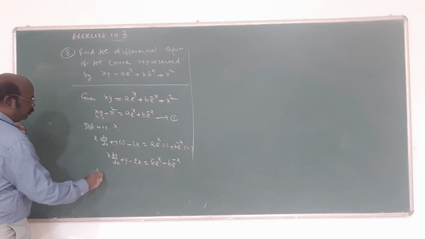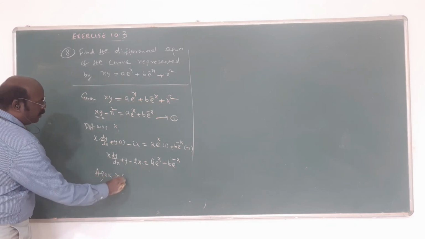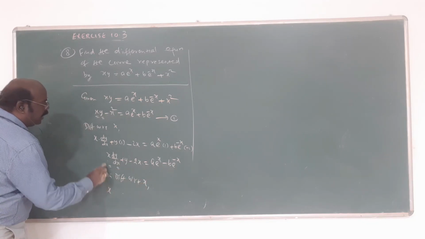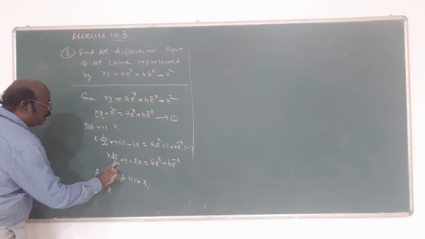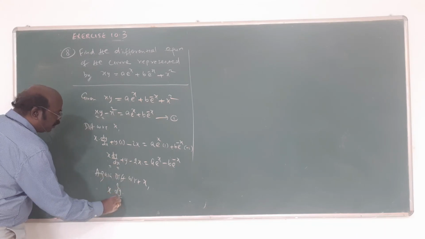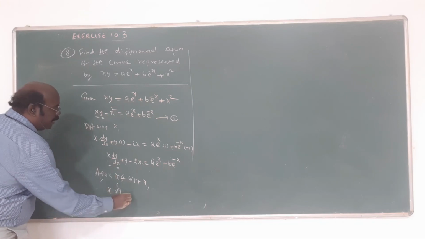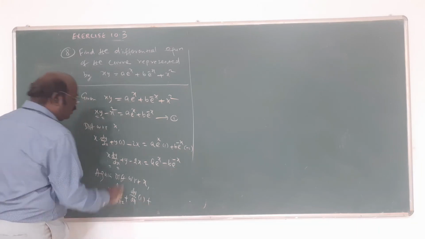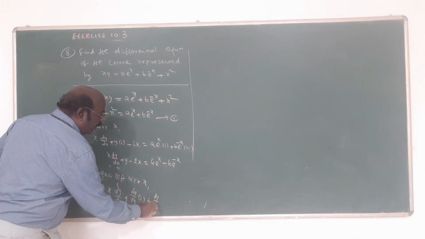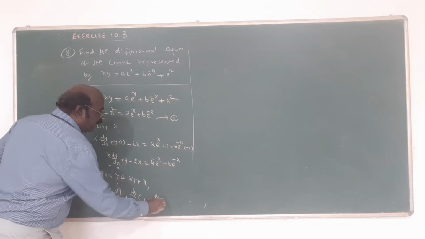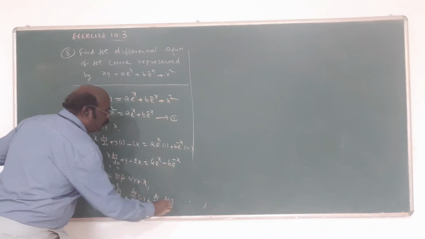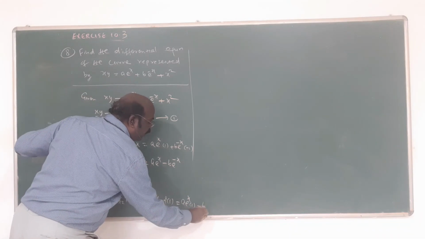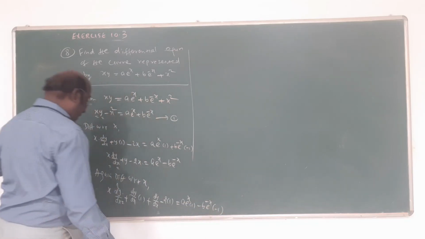Again differentiate with respect to x. Here also a product. For the first term, x is fixed and the derivative of y gives x d²y/dx², plus y fixed and the derivative of x gives 1, plus dy/dx, minus 2 into the derivative of x which is 1. Again a into e^x into 1, and here minus b into e^(-x) into minus 1. Now simplify.